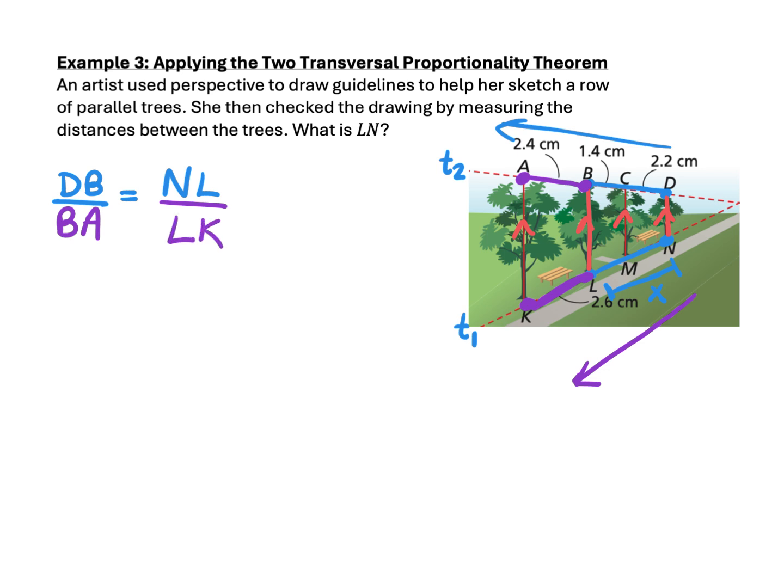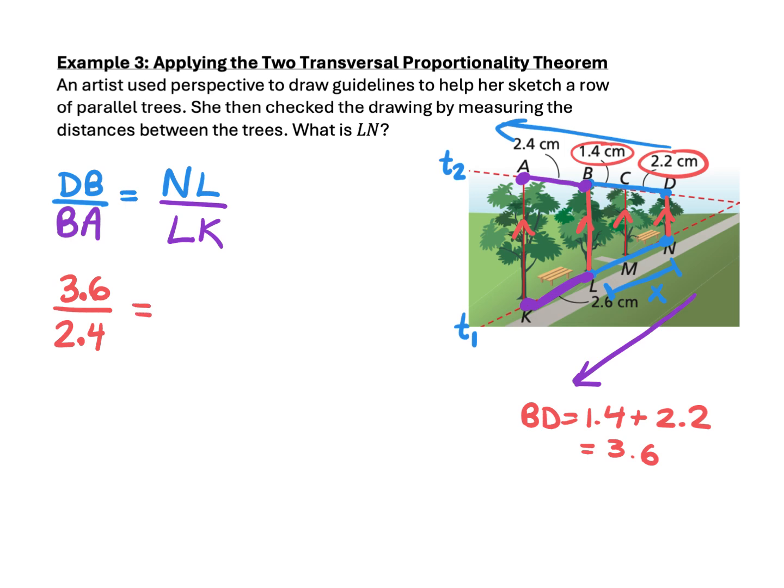And now let's go ahead and sub in our values. First, notice that DB is not given there, but if we just do the segment addition postulate, BD is going to be this 1.4 and the 2.2 put together. So I'll add those up, 1.4 plus 2.2, and that is 3.6. So BD or DB is 3.6. BA, we can see, is the 2.4.